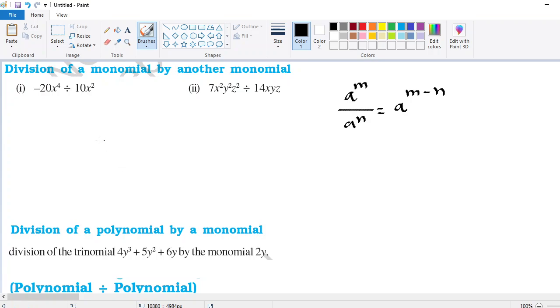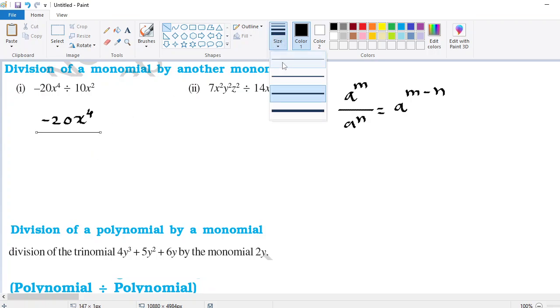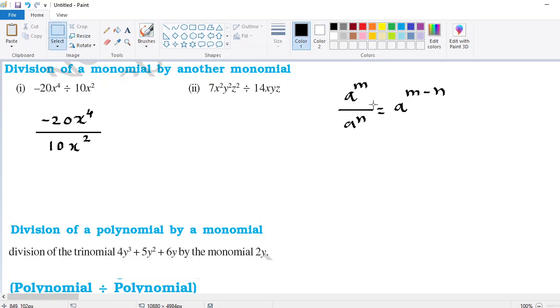Now for this division, minus 20x raised to 4 divided by 10x raised to 2. In this division, we will divide constants and variables separately. For constant division, minus 20 divided by 10. If we first divide both these numbers by 10, then we can cancel this 0, and minus 2 divided by 1 is minus 2. In division of two numbers, if the signs are different, the answer is negative.